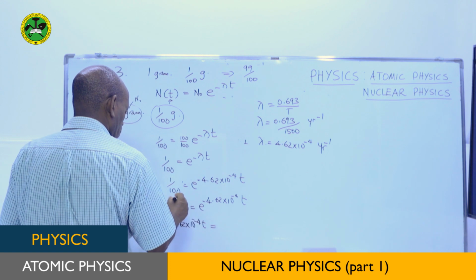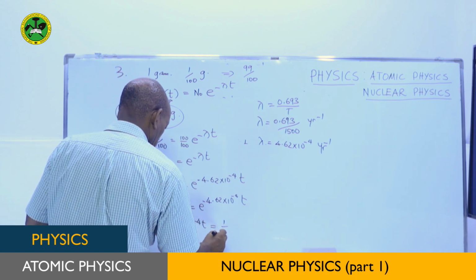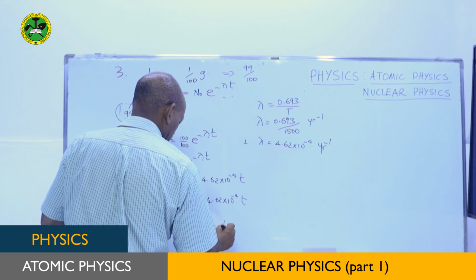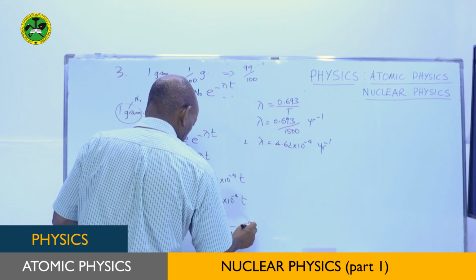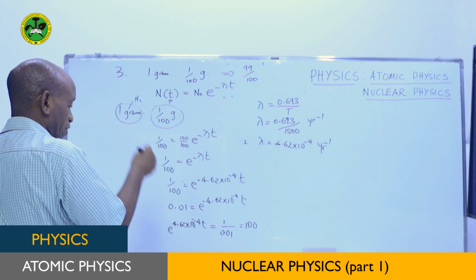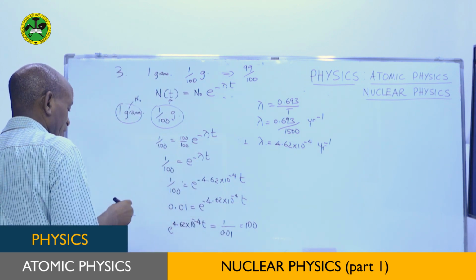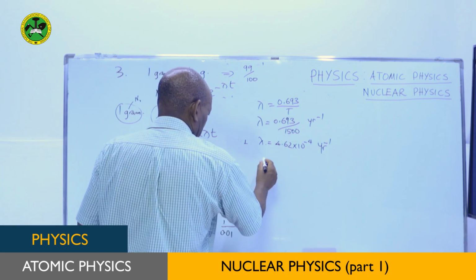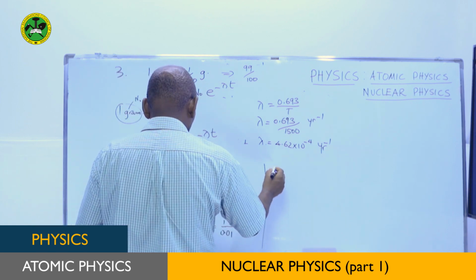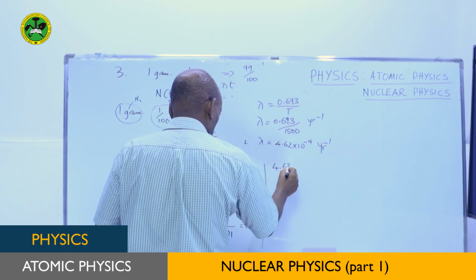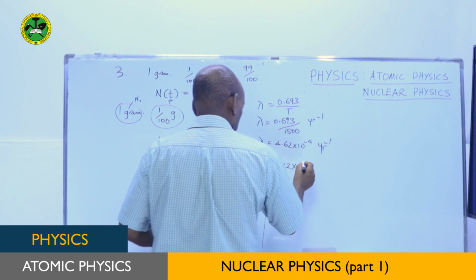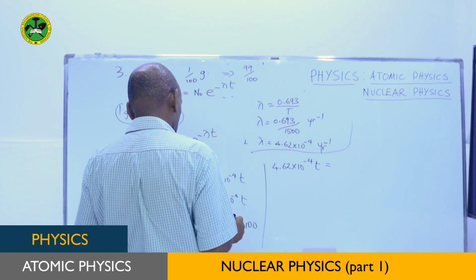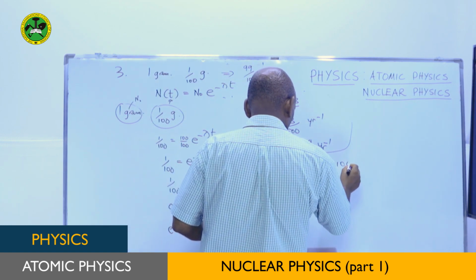This is equal to 1 over 0.01, which is just equal to 100. If you just take 1 divided by 0.01, it is just equal to 100. And then we take ln to both sides, so that we are going to have 4.62 × 10 power negative 4 t, this to be equal to 100.